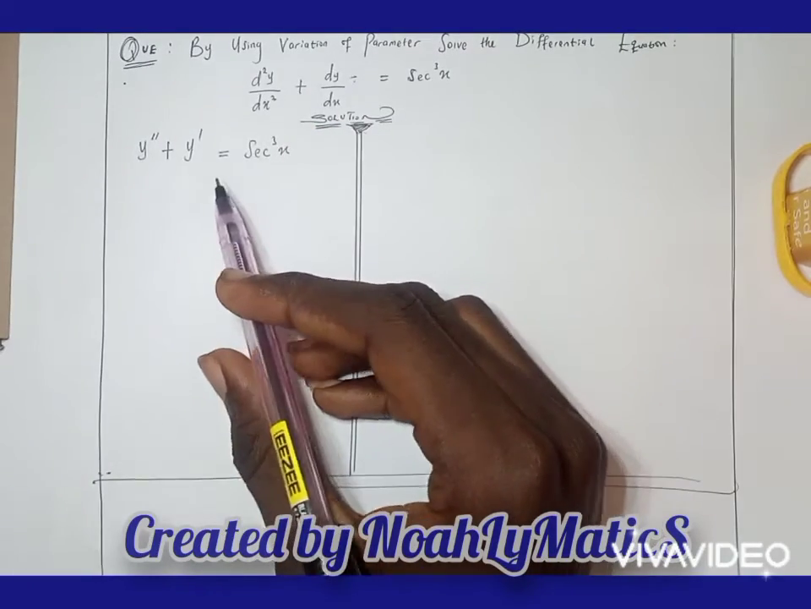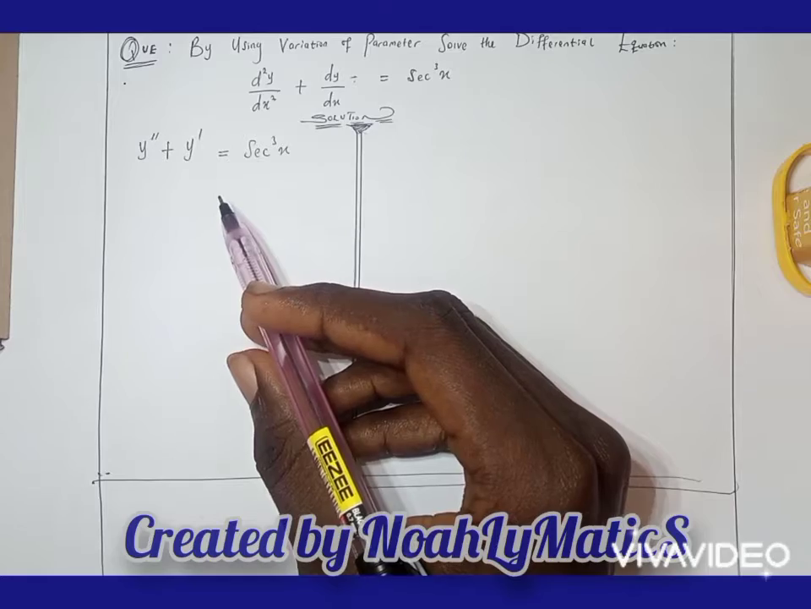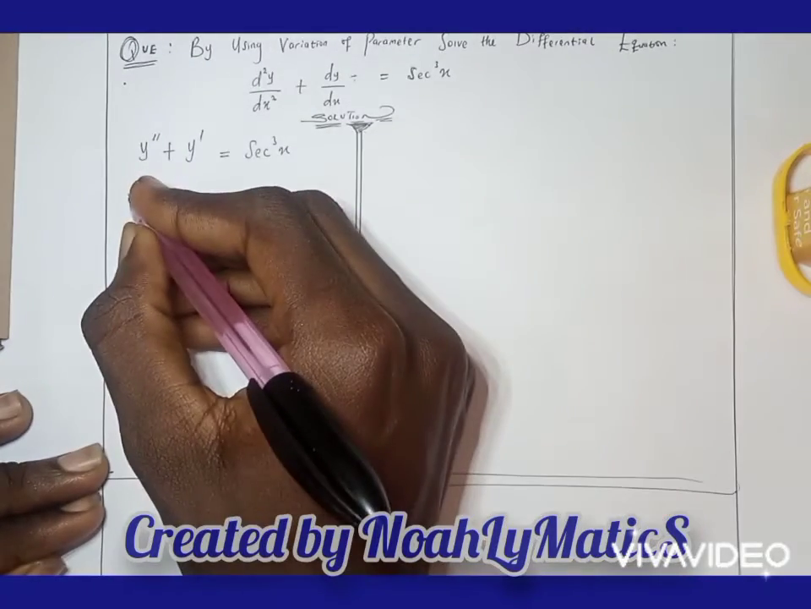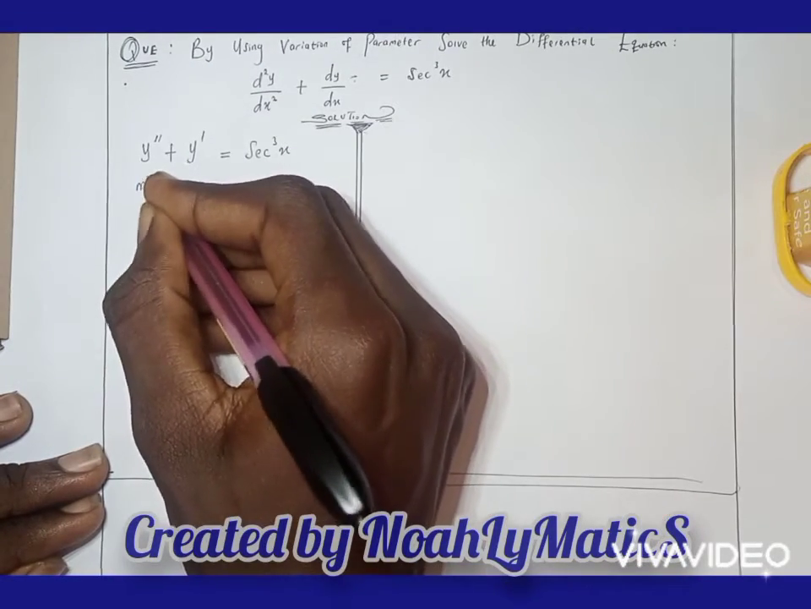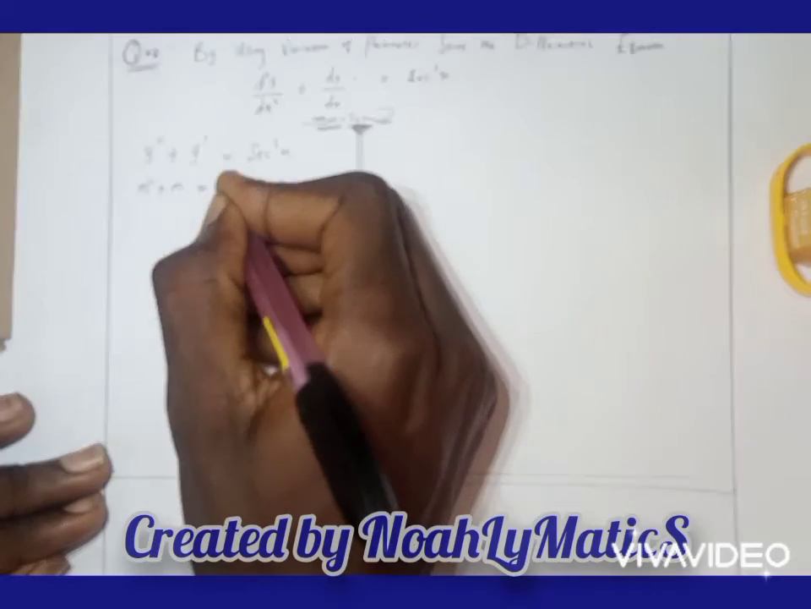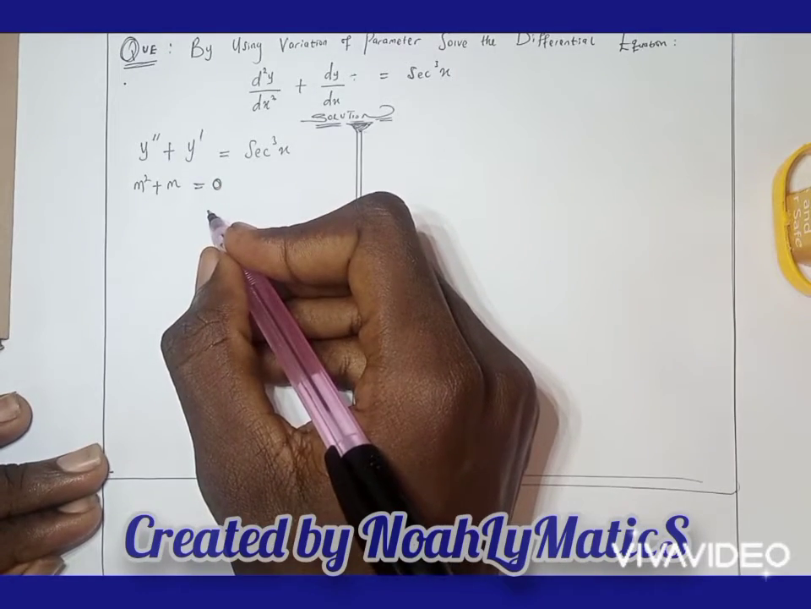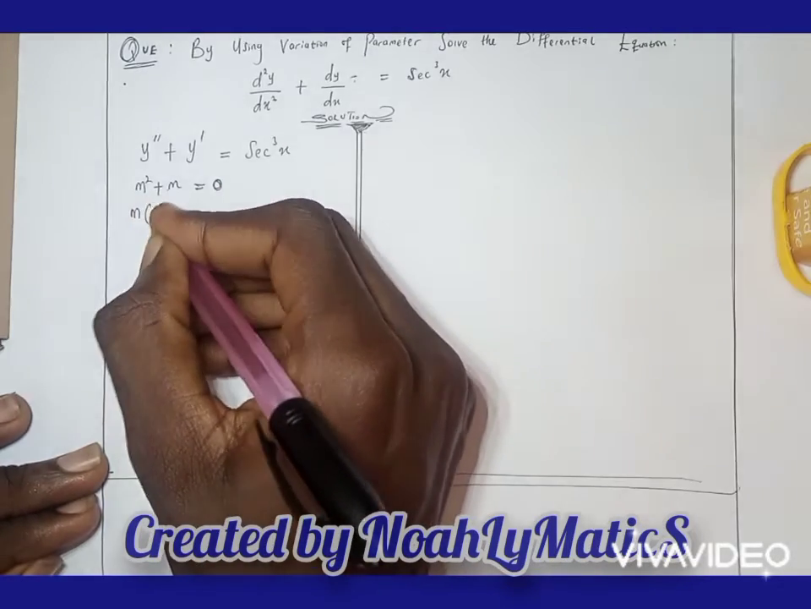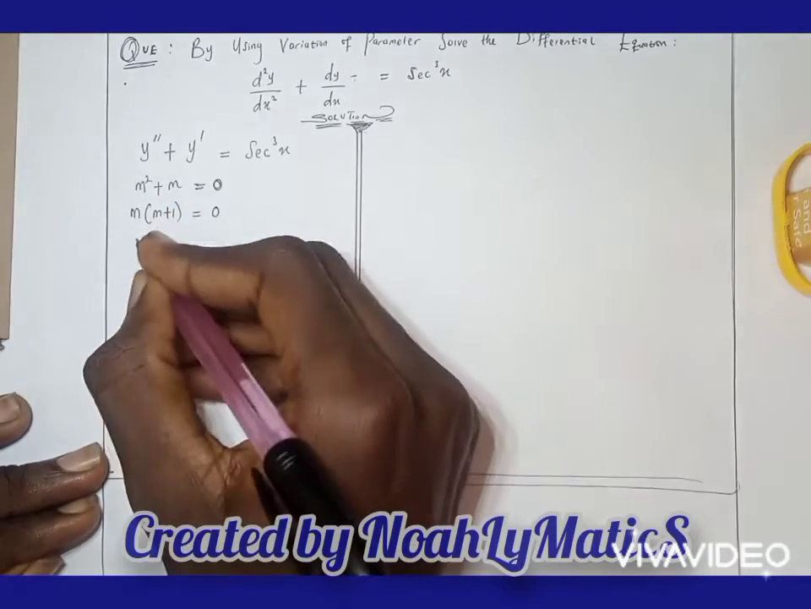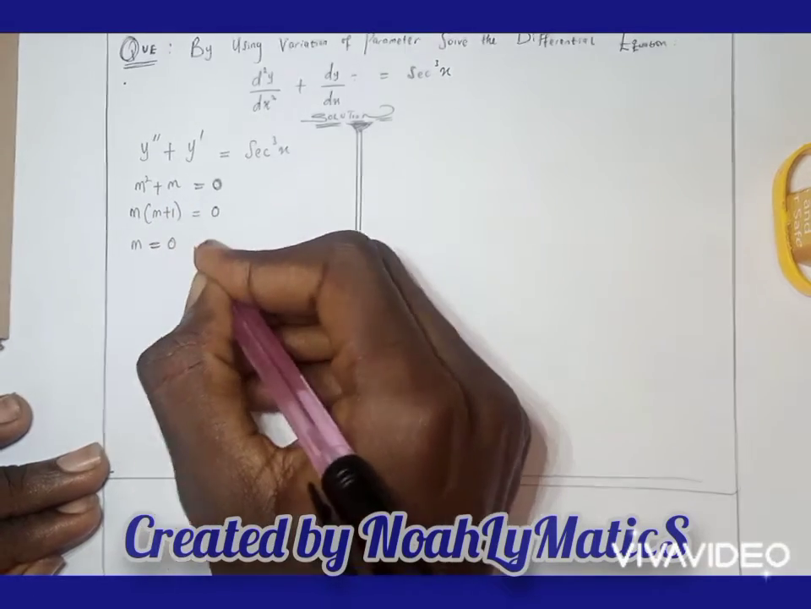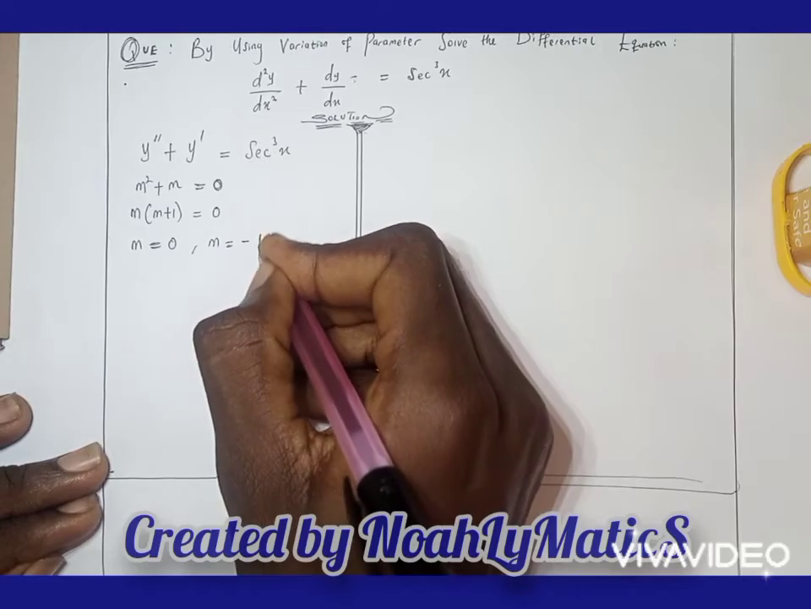Now, considering this part, we need to find the auxiliary equation. In this case, that should be m squared plus m equals 0. That will be our auxiliary equation. After that, we can easily factor out m to have m times (m plus 1) equals 0. And eventually, we should have m equals 0 and m equals minus 1.